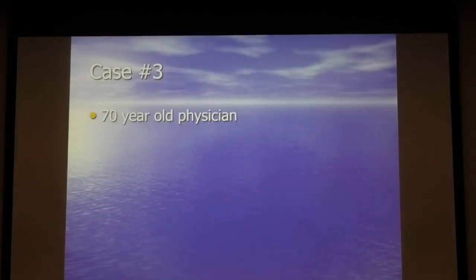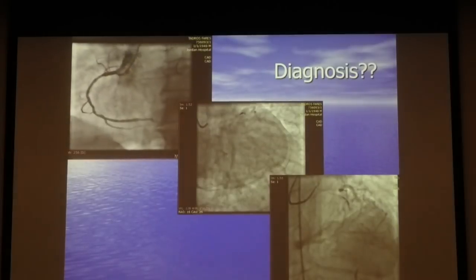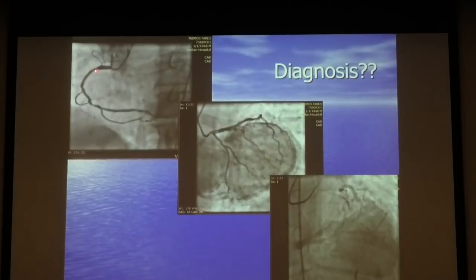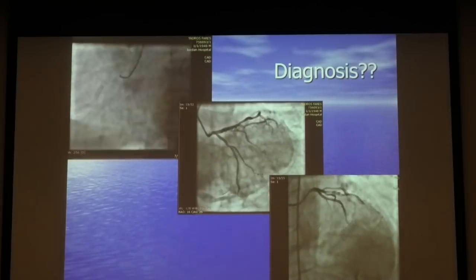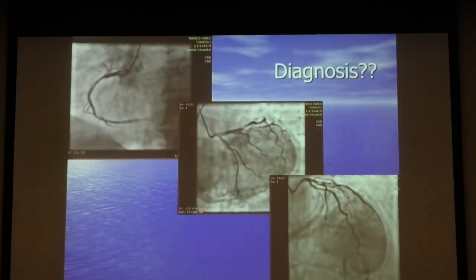Third case, a 70-year-old physician. He's a smoker. He has established coronary artery disease. He had an RCA stent in 2008, about 10 years ago. He came with crescendo angina. Normal ejection fraction. Right, the stent is okay, there is mild disease here. What do you see? It's like an ostial lesion, no backflow.